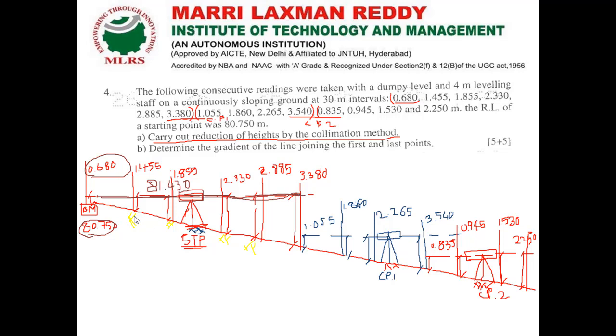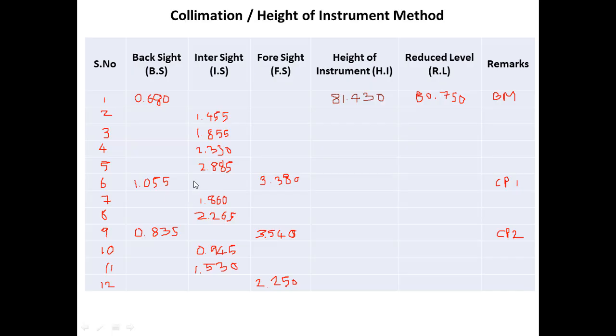Now we have to calculate the reduced level of the remaining staff points. This 81.430 minus 1.455 gives the RL of this point. Similarly, 81.430 minus 1.855 gives the RL of this point. Likewise, we are going to deduct each reading again. So now we can go to the problem.